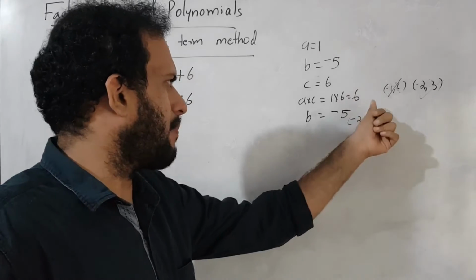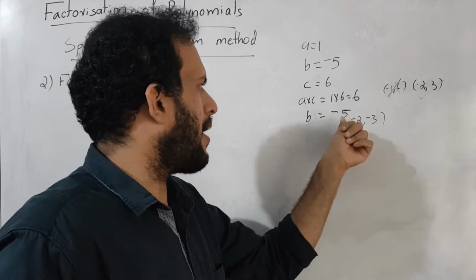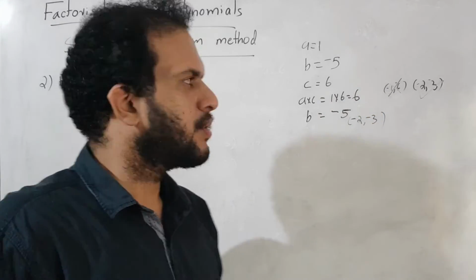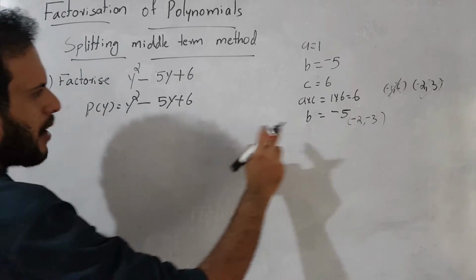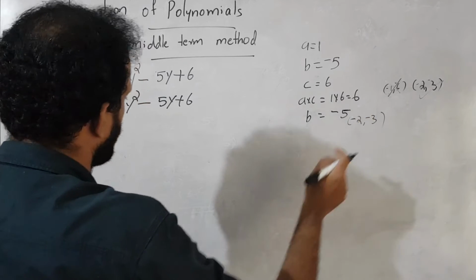-2 and -3 multiplied gives 6. -2 and -3 added gives how much? We get -5. So the next step is splitting the middle term: the -5y as the sum of -2 and -3.